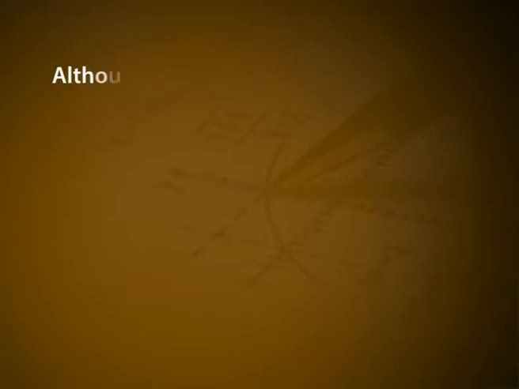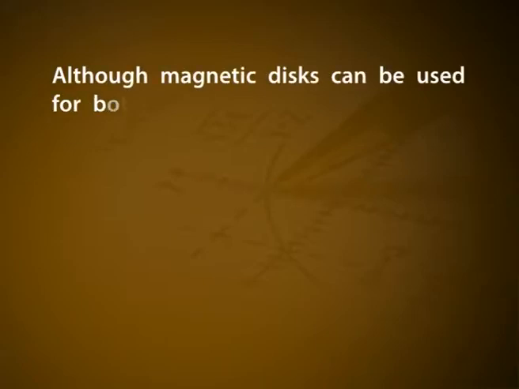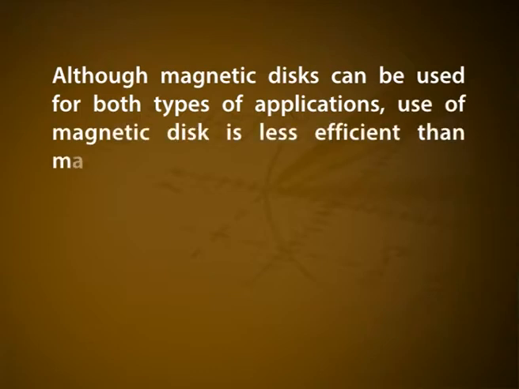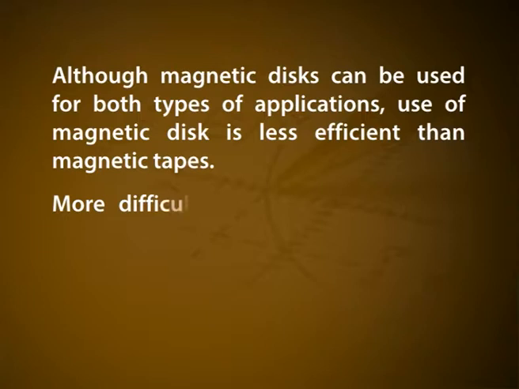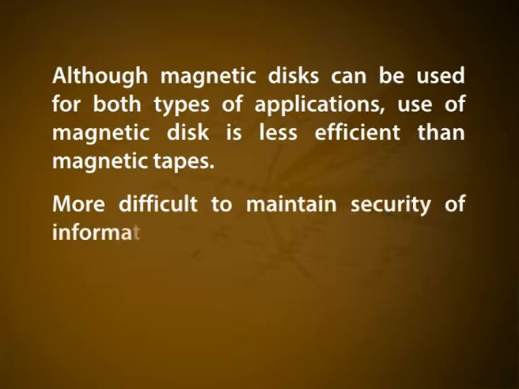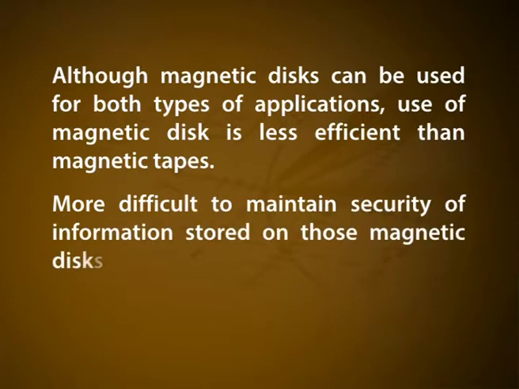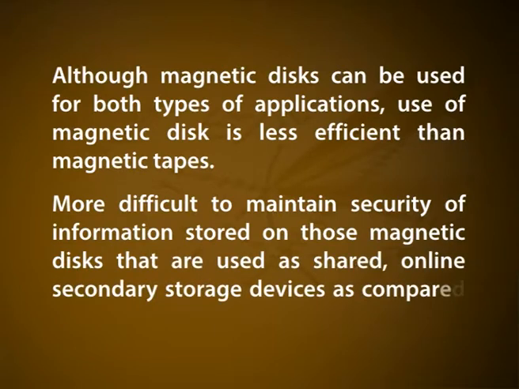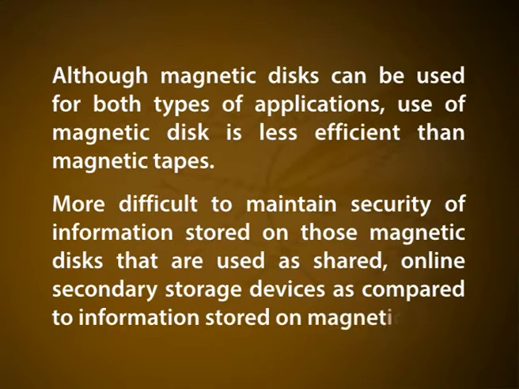Limitations. Although magnetic disk can be used for both types of applications, use of magnetic disk is less efficient than magnetic tapes. It is more difficult to maintain security of information stored on those magnetic disks that are used as shared online secondary storage devices as compared to information stored on magnetic tape. A disk crash or drive failure often results in loss of the entire data stored on it. Not easily portable: Winchester disk and disk pack.